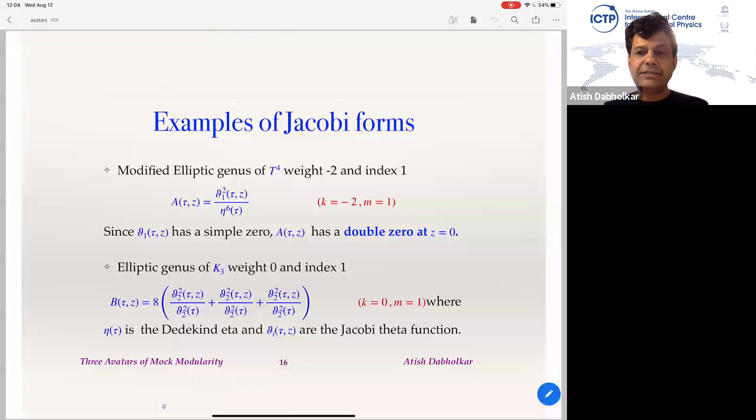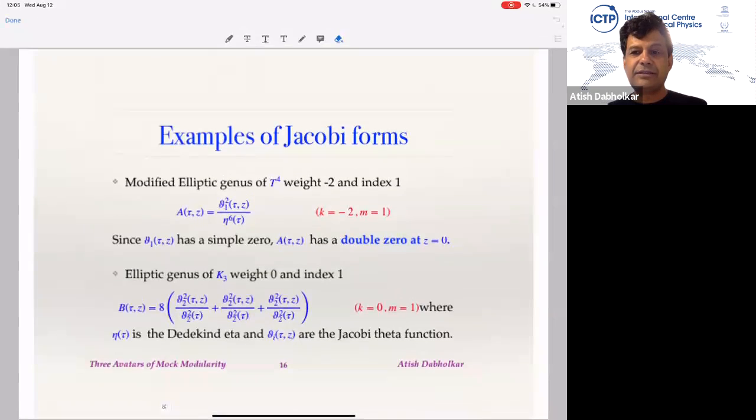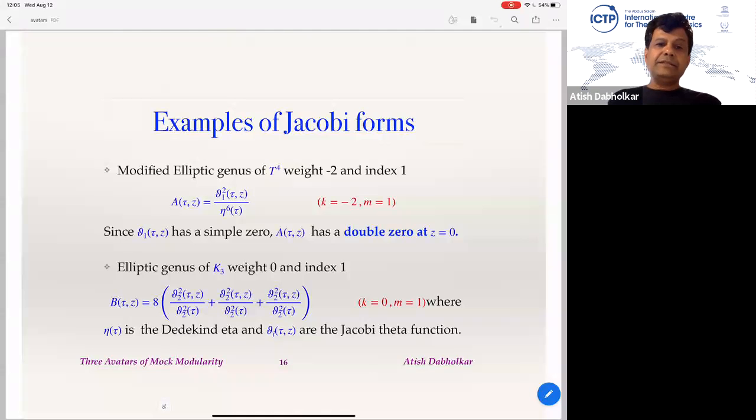And then another one, which again is very nicely related to physics. This is the kind of thing that you would come across, for example, if you take a D1, D5 system wrapped on a K3, and things like that. Another example is a modified elliptic genus of T4. And it's modified because in T4, there are too many fermionic zero modes. So you have to make some insertions. And as a result, the weight is not 0, but is -2. And the index is still 1. And it is given in terms of the remaining theta function, which is theta 1 squared tau of z, which vanishes at z equal to 0. It has a double zero at z equal to 0.